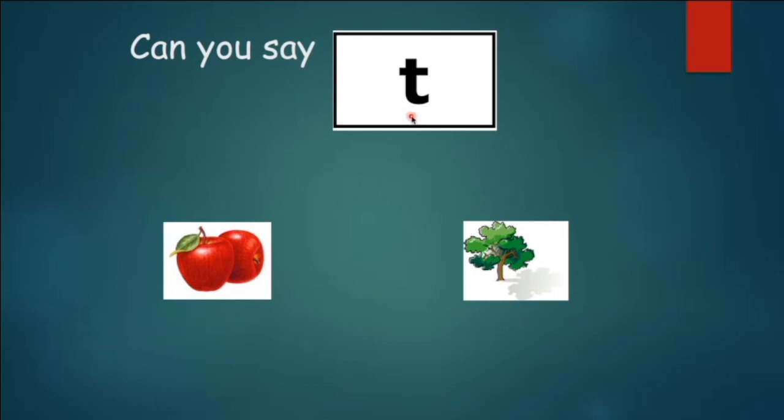As we have learned, this letter has t sound. The sound of this letter is t. T. Say it again. The sound of this letter is t. T. Can we say it all together? T. All right. Now let's check if this picture has a t sound.